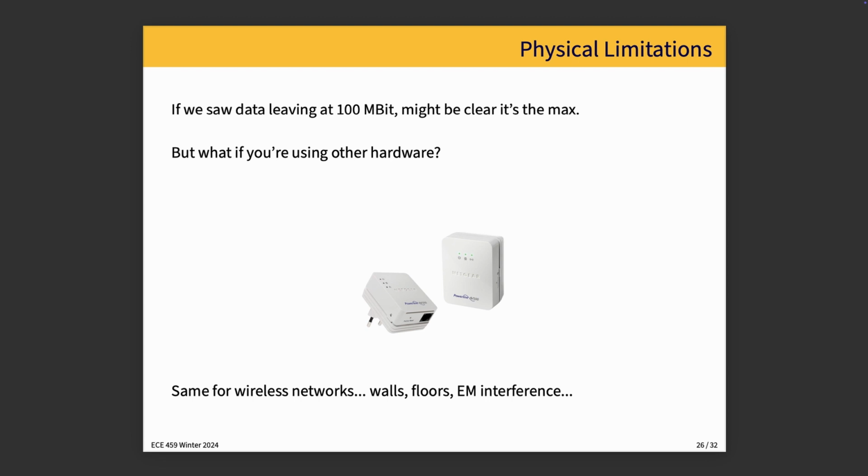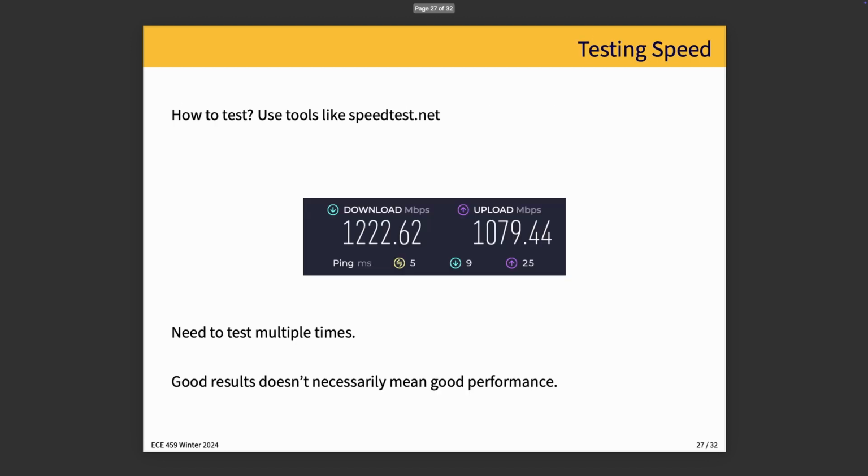Right? But wireless networks aren't magic either, right? They're affected by walls, floors, electromagnetic interference, humidity, and how many other wireless networks there are in the area. So chances are you're probably never going to get the maximum theoretical speed, and you would have to validate whether the network is a limiting factor by also considering what's the maximum speed that you can get, right?